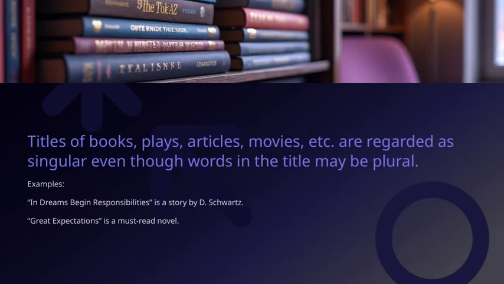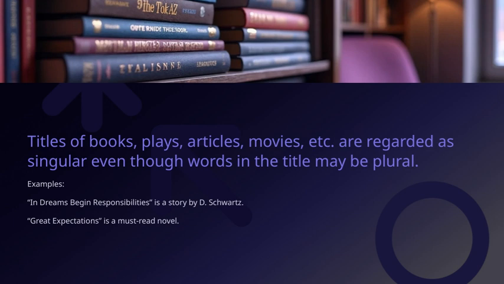Great Expectations is a must-read novel that has captivated readers for generations. It's a classic that offers deep insights into human nature and the complexities of personal growth. On the other hand, In Dreams Begin Responsibilities is a story by D. Schwartz, which explores the responsibilities that come with our dreams and aspirations.